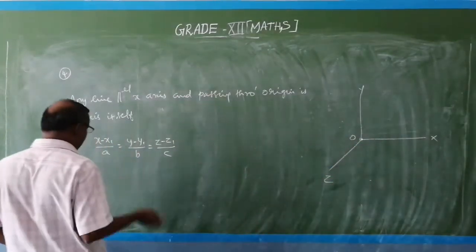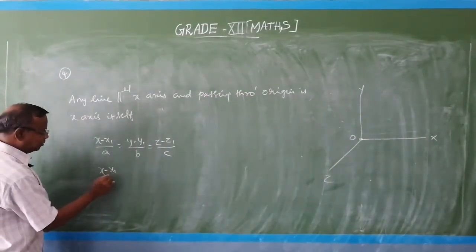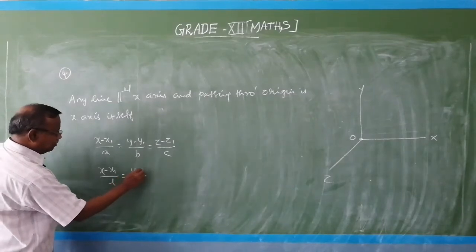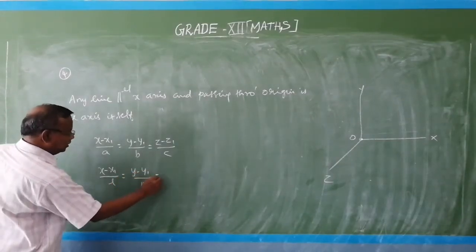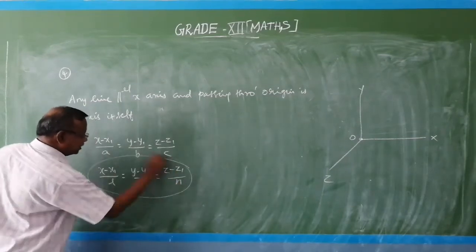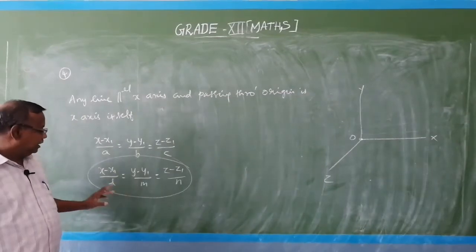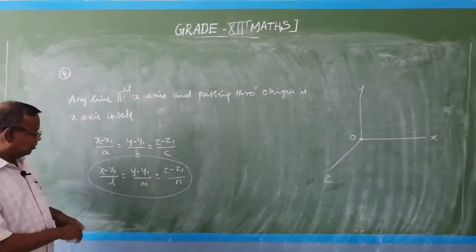Therefore, we can use another format, that is (x minus x1) by l equal to (y minus y1) by m equal to (z minus z1) by n. This is the Cartesian equation of a line when the direction cosines are given. Here l, m, n are the direction cosines.